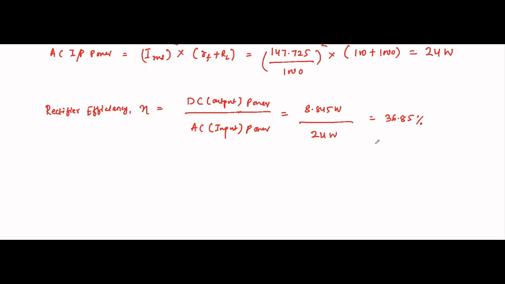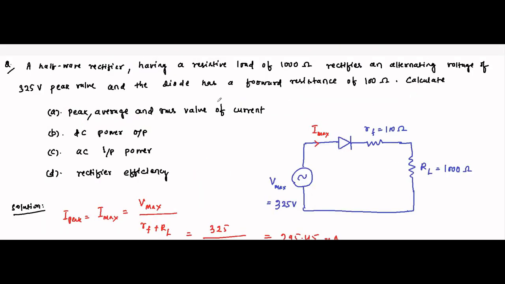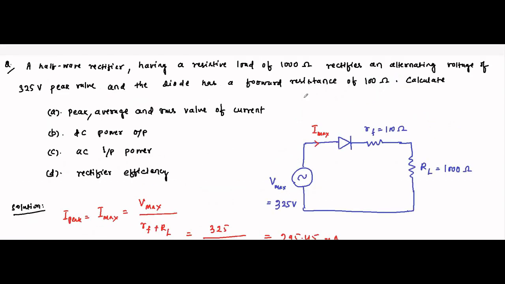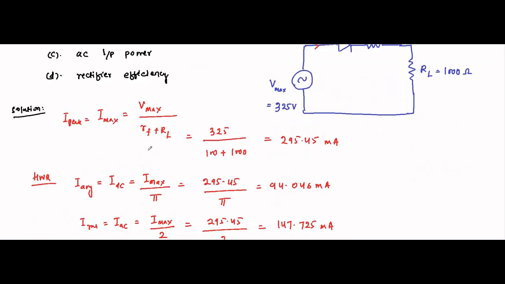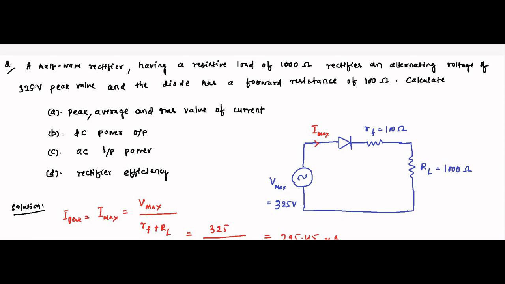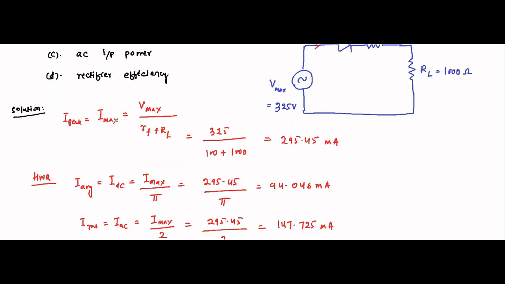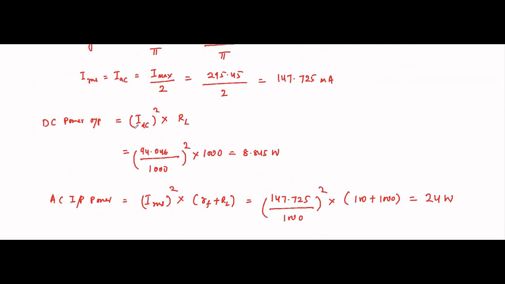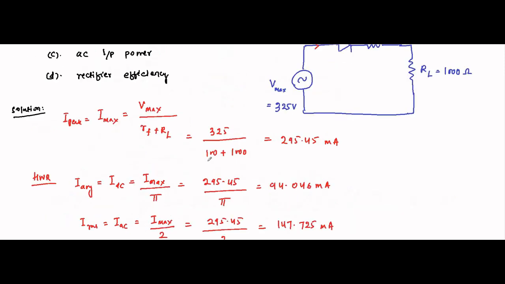Okay, so this is the question where it involved these parameters which were asked. So always you have to read the question carefully. Something will be there in the question which is related to all the parameters which are asked. All you have to do is remember the formula. As I always said, always have the formulas ready. So here we started from the peak value 325. From there, we determined the maximum value or peak value of current. Then we determined the average value or the DC, and the RMS, the AC value. Then we determined the DC power output using those values, and the AC power, and then the rectifier efficiency.